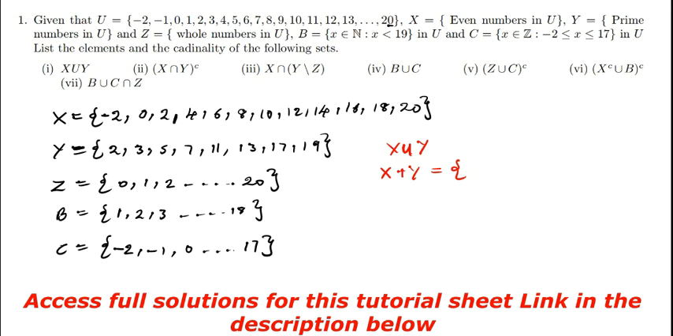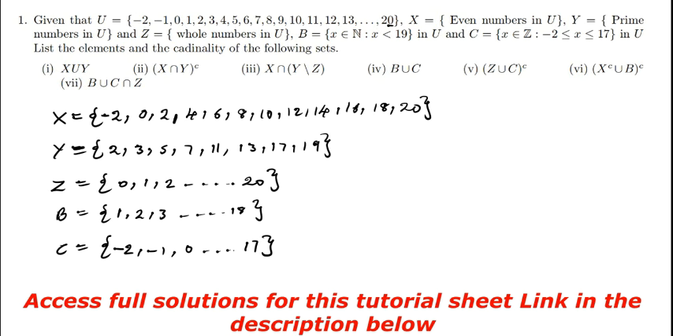So in short, this set is going to be starting from -2. Next, we are going to have 0, then 2, 3, 4, 5, 6, all the way up to 20. This is going to be X union Y. Just add the elements in X as well as in Y. That is what union means. Simply add.